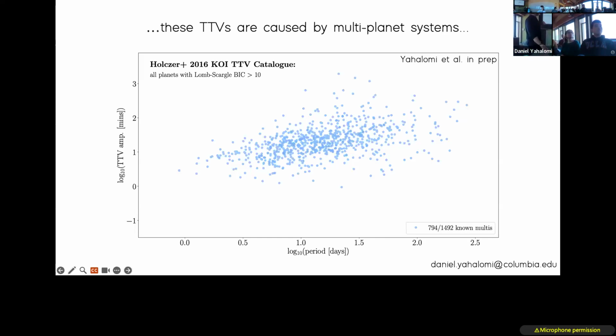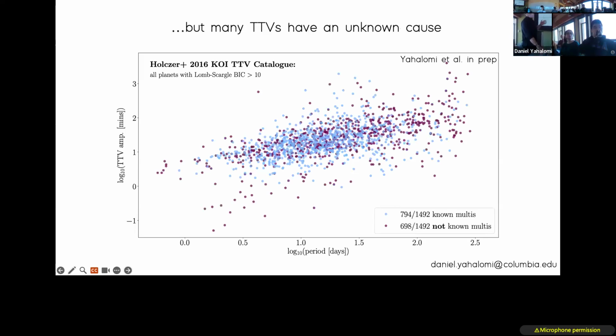Of these systems, only 794 are known to be in multis, which leaves us with about 700 planets that are not known multis. We only know about a single planet in the system, which means there's a lot of science to be discovered if we can learn how to differentiate between what's causing these wobbles.